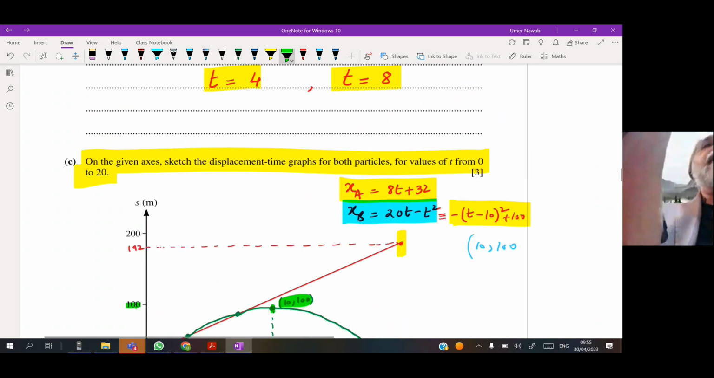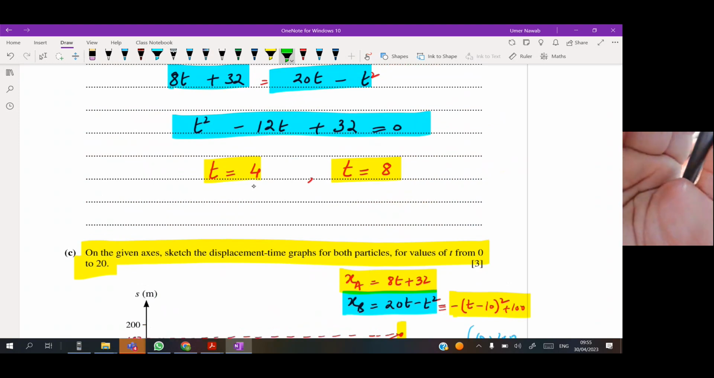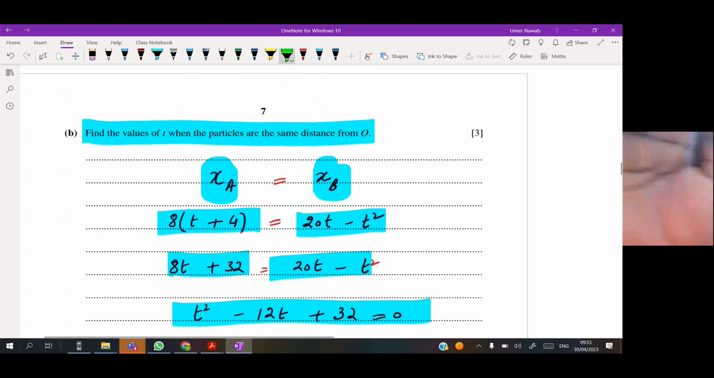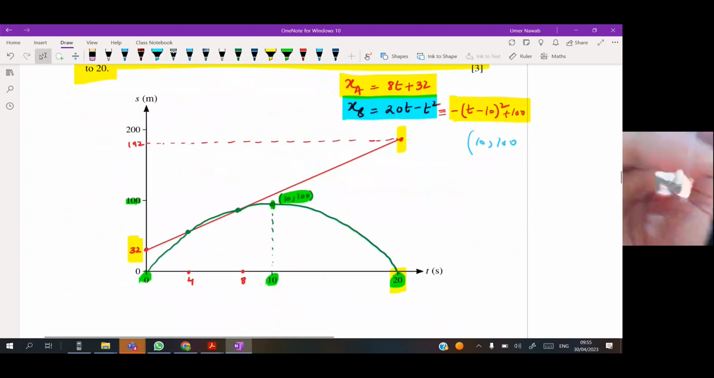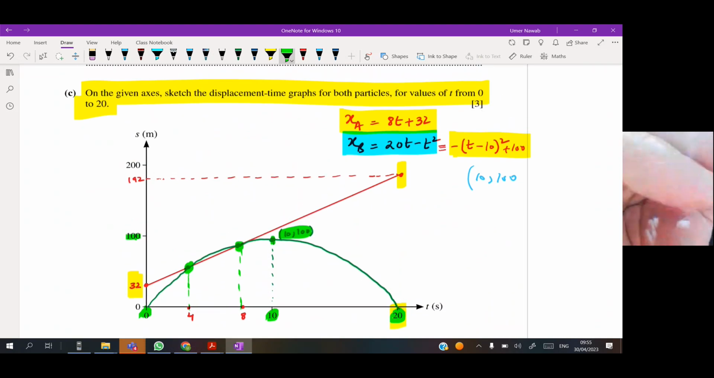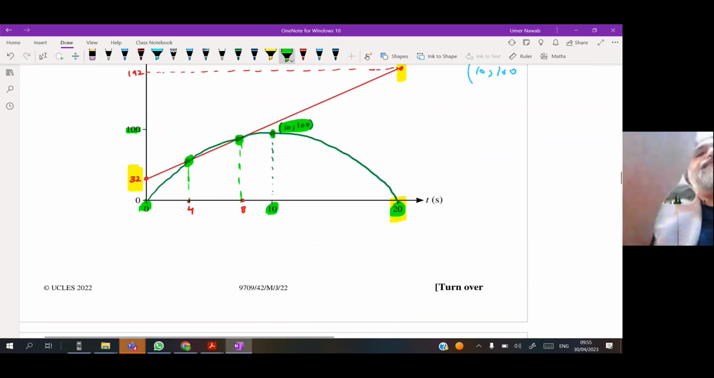Another thing, why has the examiner made you find t is equal to 4 and t is equal to 8? Because these are the meeting points. So meeting points means both the line and the curve should cut each other at t is equal to 4 and t is equal to 8. And for this one, the examiner will give you 1 mark in the marking scheme if a student has drawn the parabola and the line and both are cutting each other at this 4 and 8 seconds.